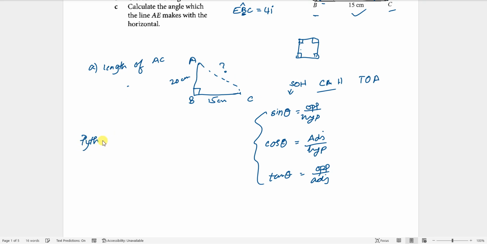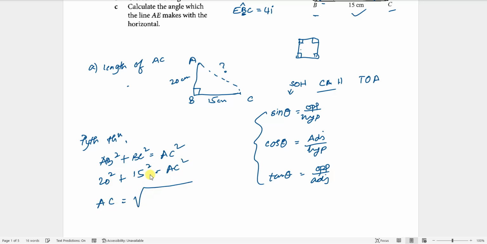I just wrote it in short, THM. So we have the Pythagorean theorem: AB square plus BC square equals AC square. So AB square is 20 square plus BC is 15 square equals AC square. So we have AC equals root over 625. I'm skipping the calculations. So AC equals 25 centimeters. So here we're done with the first part. Now let's go to the second.